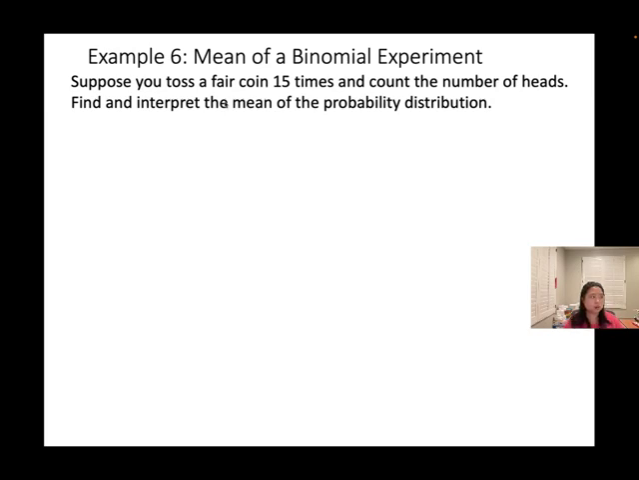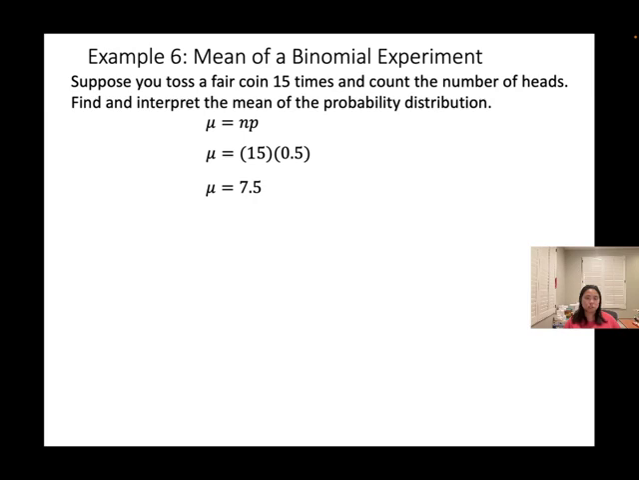Okay, example 6. Suppose you toss a fair coin 15 times and count the number of heads. Find and interpret the mean of the probability distribution. So we have this formula. What is your n equal to? That will be 15, right? What's p? They're talking about flipping a coin, so either you get heads or tails. So the probability of success will be 0.5, right? Use the calculator, you're going to get 7.5.